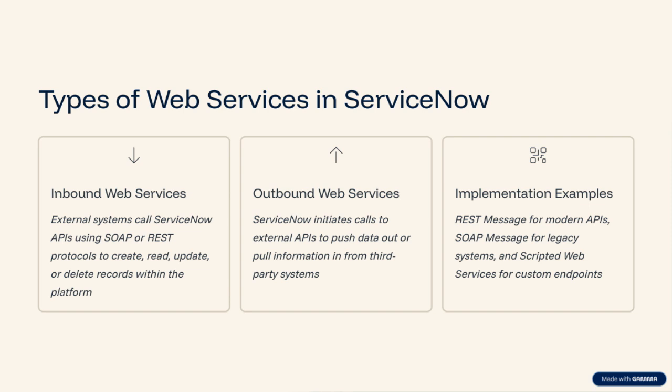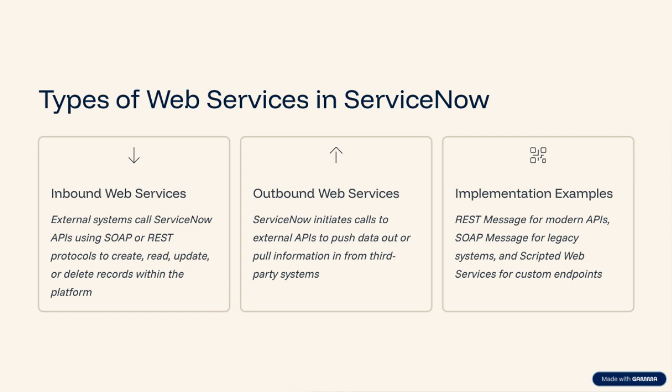Now, let's talk about some practical examples. ServiceNow often initiates calls to external APIs, either pushing data out or pulling information in, so we can keep our platform synchronized with third-party systems. This is what we refer to as outbound web services.